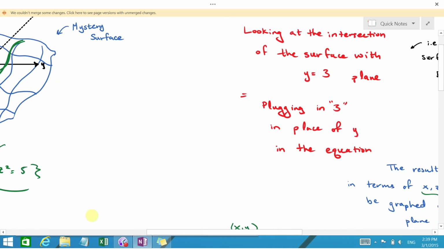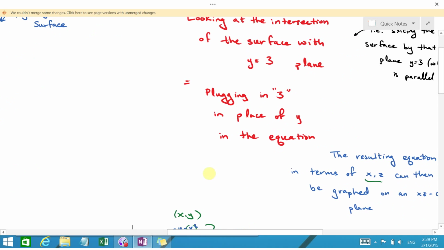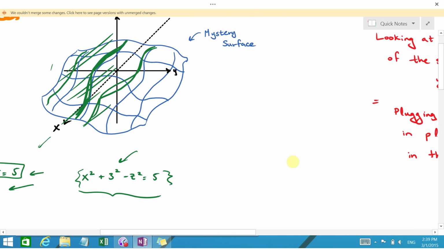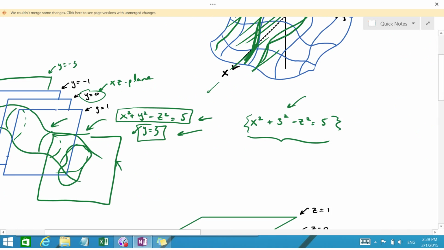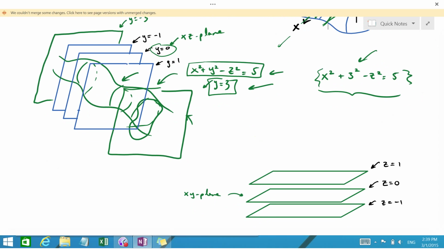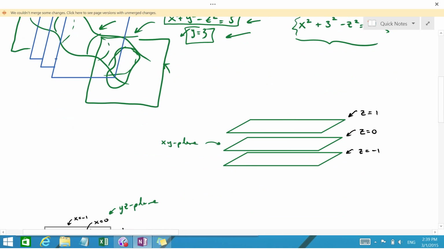Okay, so maybe some examples will help us to better understand this. But before I do, I'll just quickly mention, I said it for y, but it works for x and it works for z. Here you would plug in y equals any one of these values depending on which y plane you want to slice it by. But if you want to slice it by these horizontal z planes, you just plug in z equal 1 into the equation.